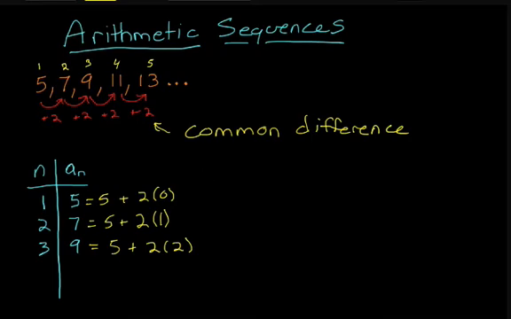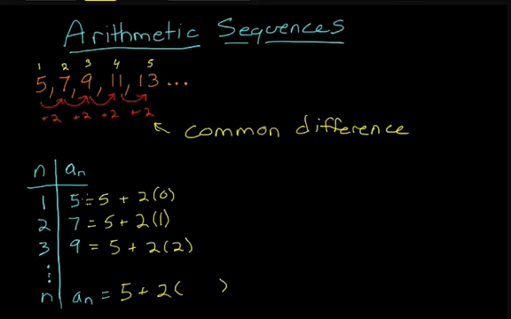So now I want to ask myself the question, if I want to predict any term. So let's say, instead of the term number being 1, 2, 3, let's say the term is just n, an unknown term. Then a sub n, the term, would be what? Well, we know we're starting with 5, and we're adding the common difference a certain amount of times. And how many times are we adding the common difference?